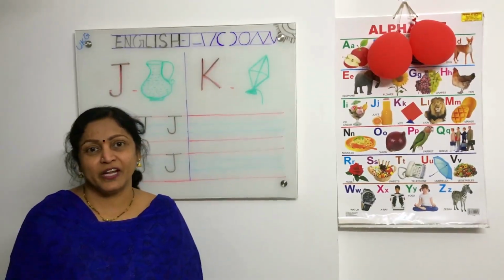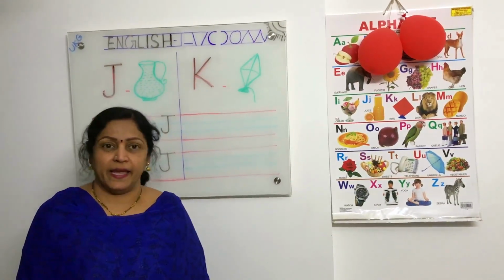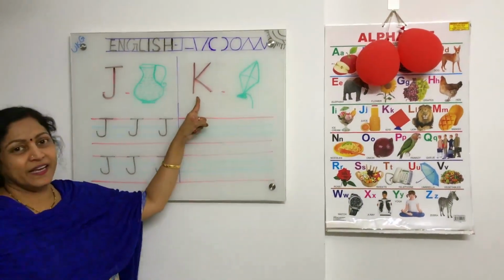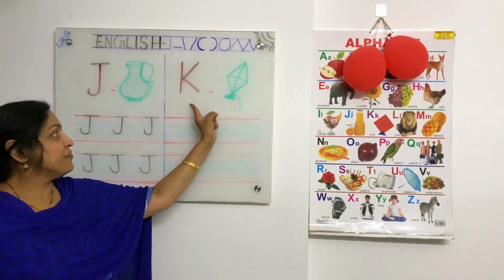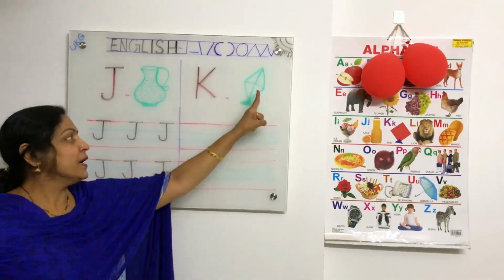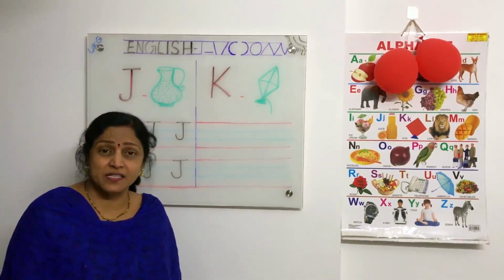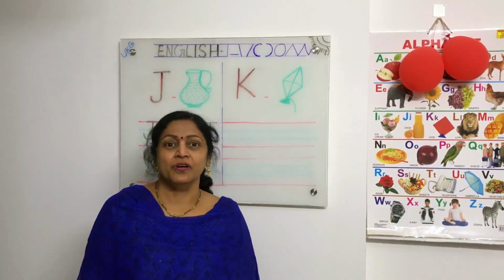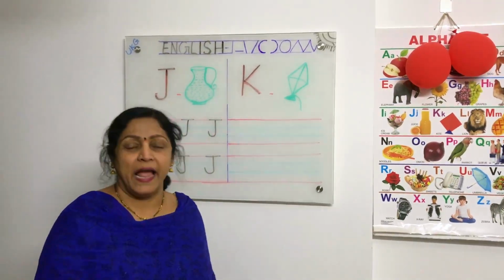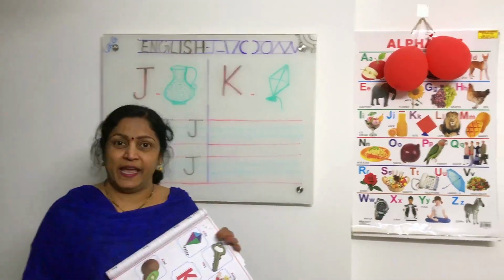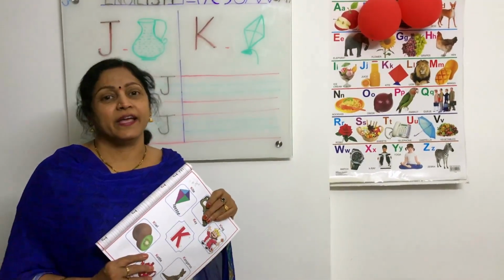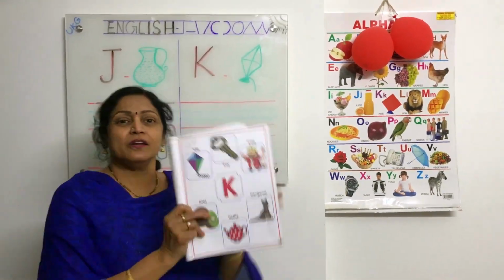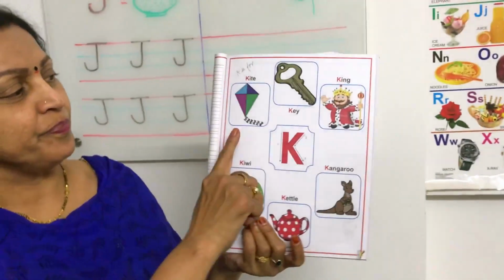See, children, now I will tell you the capital letter K. See, what is this? This is kite. What is this letter? K. K for kite. What is the sound of K, children? K. K. Okay, now I will show you some pictures in the textbook. Okay, children, how to write the K on the lines also I will teach you.